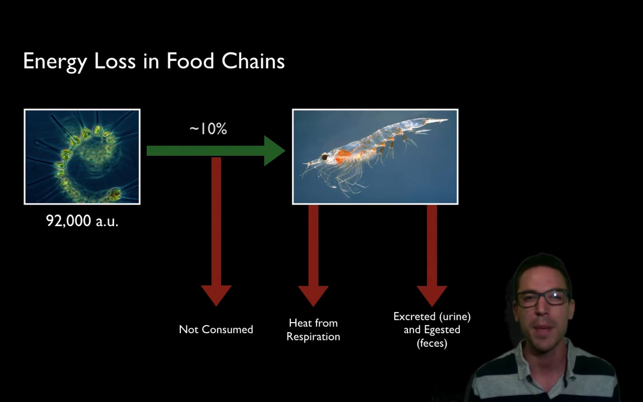So not all the energy is actually going to be stored inside this organism. What we find is only about 10% of that energy is going to be stored inside my next level. So if I were to take 10% of 92,000, I could just move the decimal to the left one or multiply it by 0.10. And what I find is that about 9,200 arbitrary units are now left for my secondary consumer.